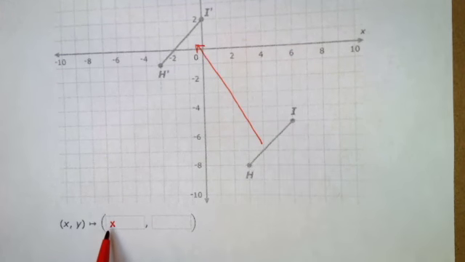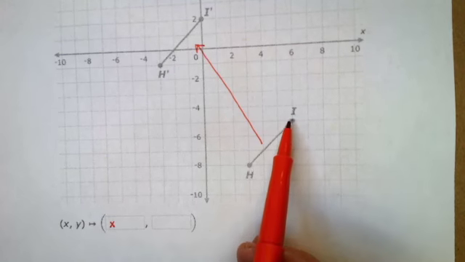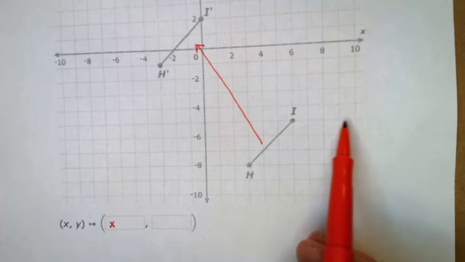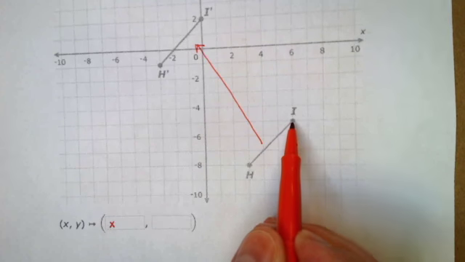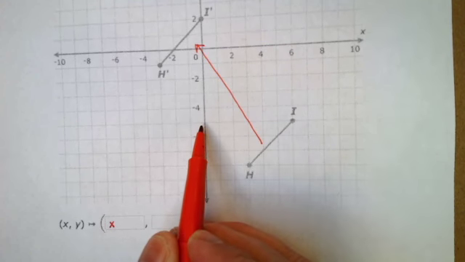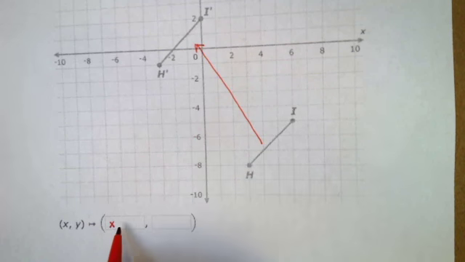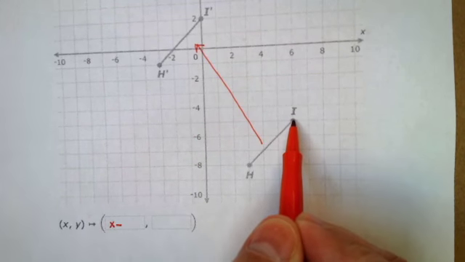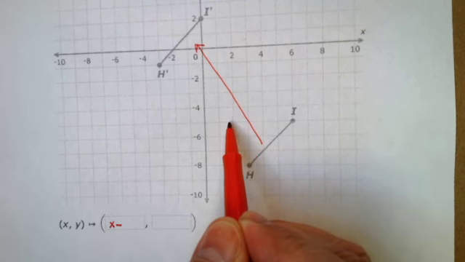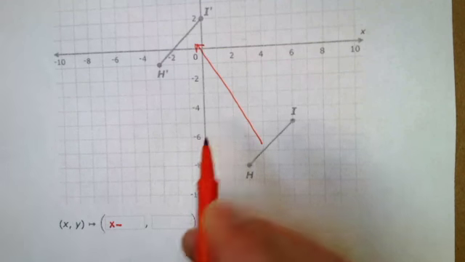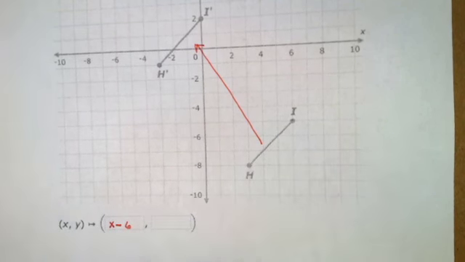And I need to see, since I'm dealing with the x, whether I move it right or left. If I move it right, it's going to be plus. If I move left, it's going to be negative. So since I'm moving from here to here, I need to move left first. That means it's going to be minus however many spaces I need to move. So let's see how many spaces I need to move. 1, 2, 3, 4, 5, 6. 6 spaces. That's my rule for moving this image left and right along the x.